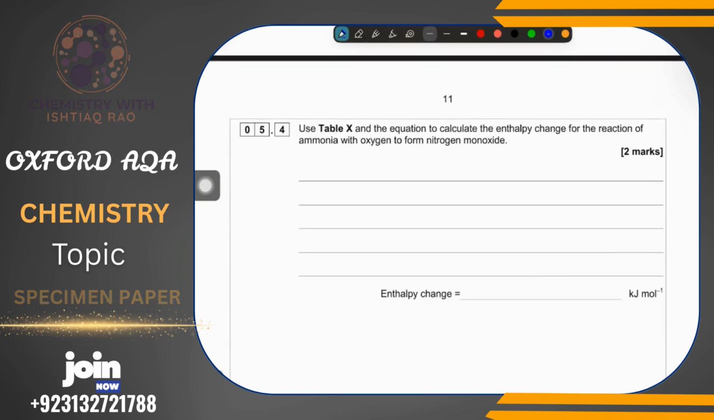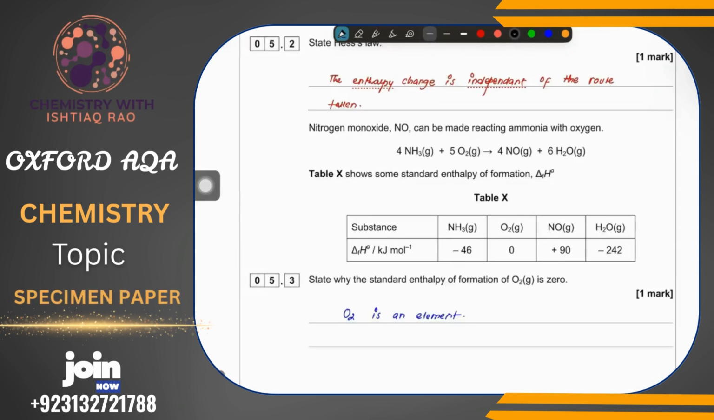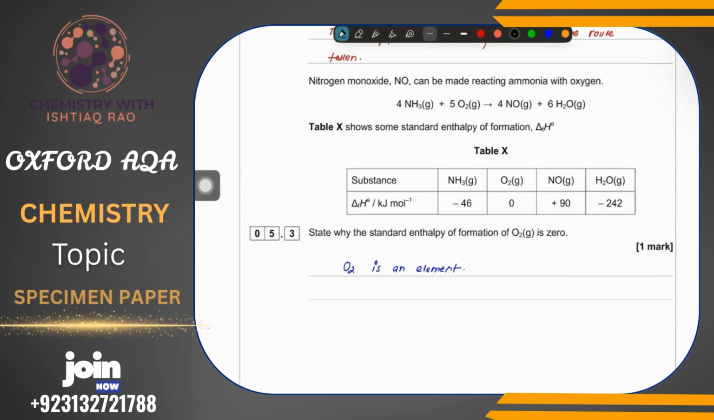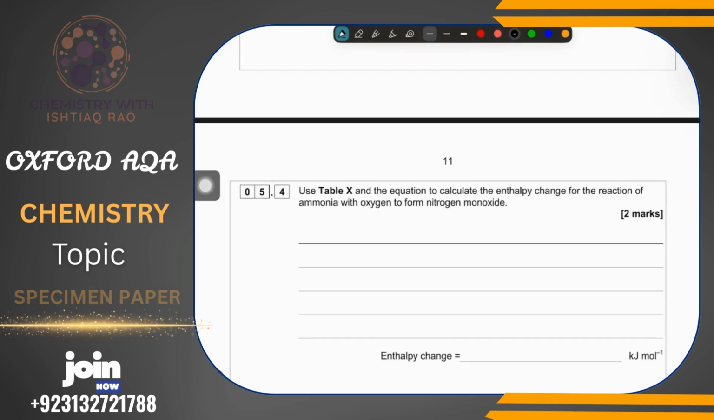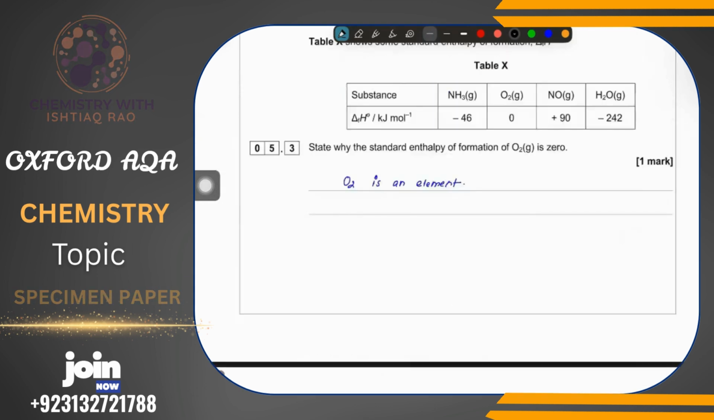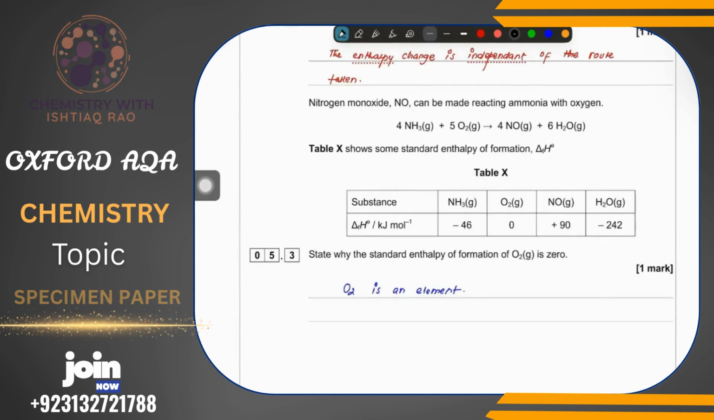Use the table and the equation to calculate the enthalpy change for the reaction of ammonia with oxygen to form nitrogen monoxide. So the equation is given to you. Ammonia is reacting with O2 to form NO and H2O. They are asking to calculate the enthalpy change, but they are not asking to draw the Hess cycle. So you are not supposed to draw. Directly you can solve it.